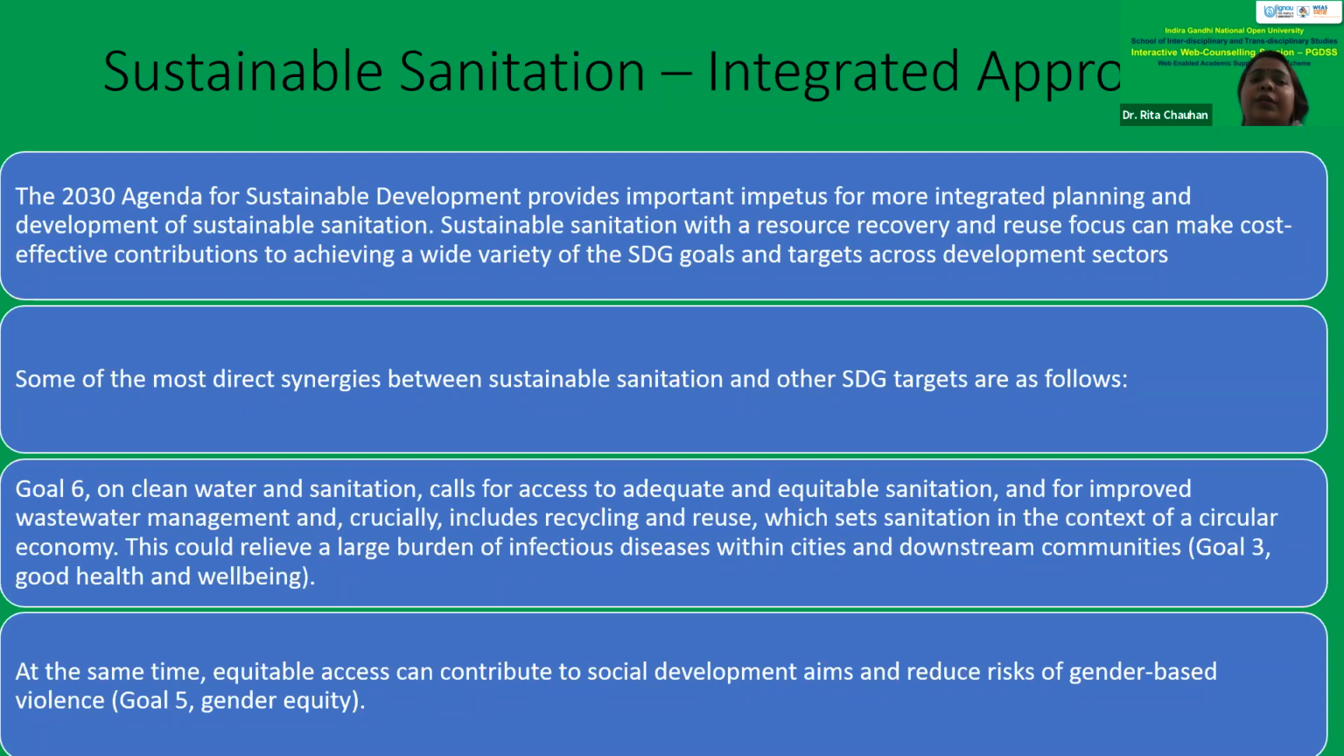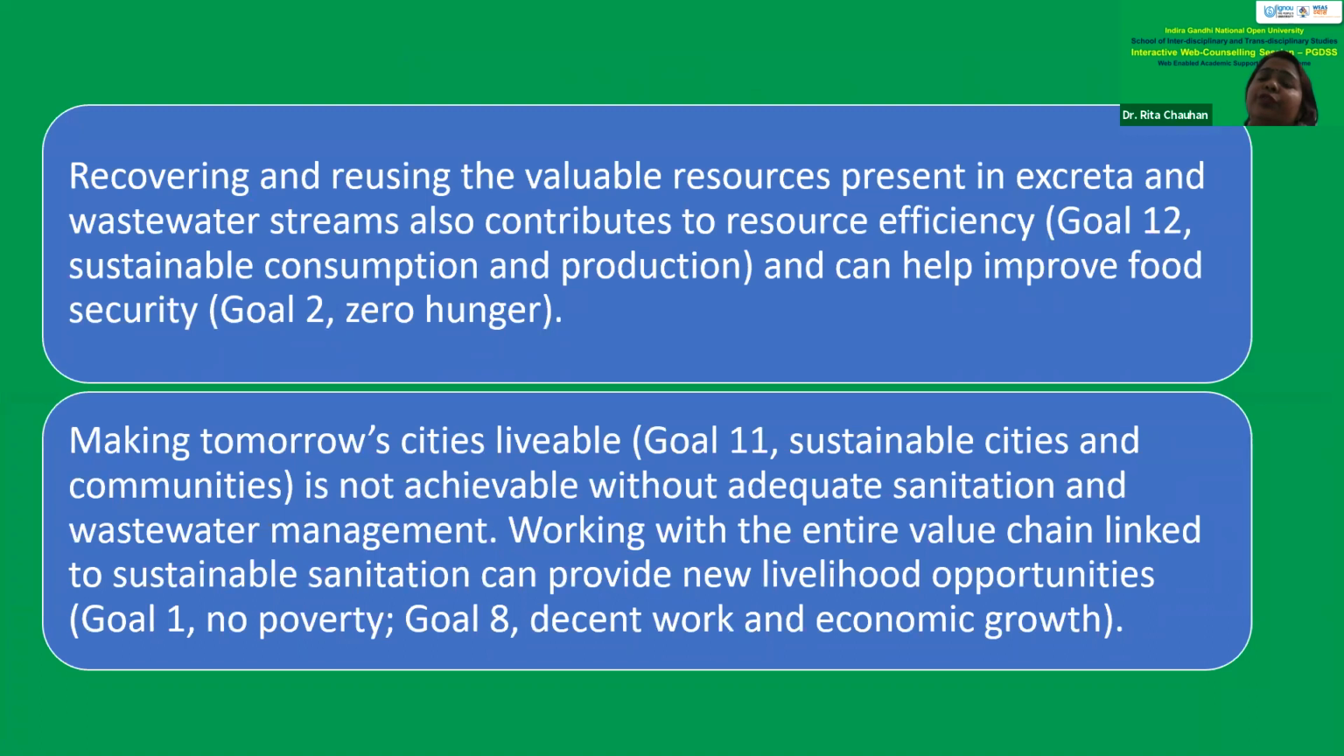Like goal 6 is on clean water and sanitation. Then we have goal 5, which is gender equality. Then goal 2, which is zero hunger, which again involves improving food security. Then goal 12, which is sustainable consumption and production, which ensures recovery and reuse of valuable resources present in the excreta and wastewater. Then goal 11, which covers sustainable cities and communities. This is overall for society, and it is not achievable without adequate sanitation and wastewater management.